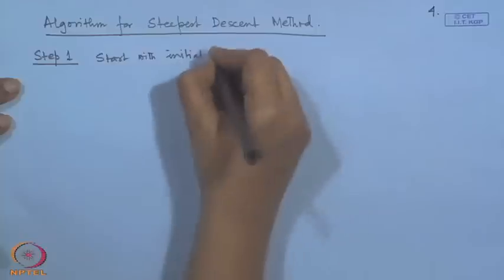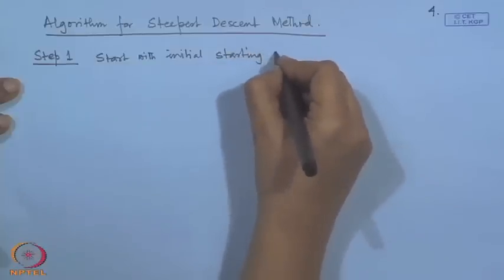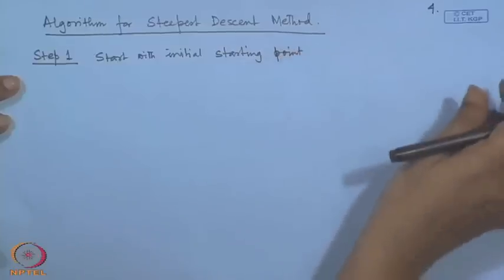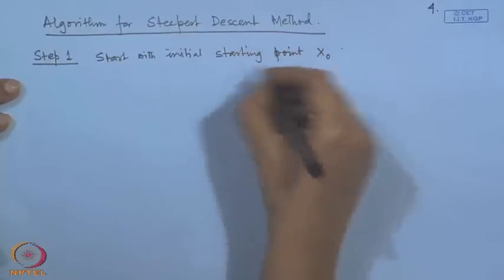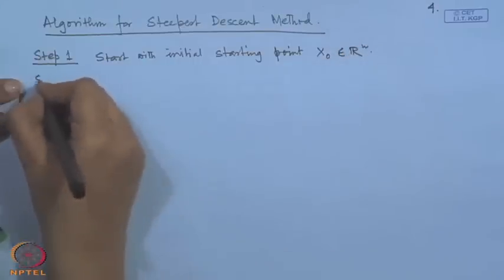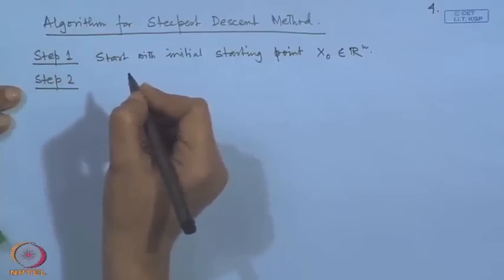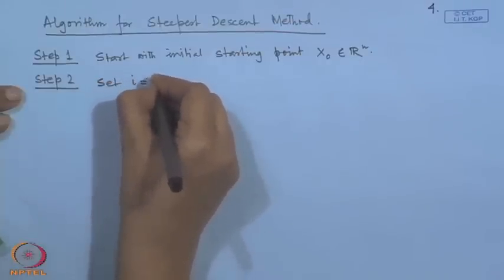Let me write down the first step: start with the initial guess point, and that is more important. If the starting point is far from the optimal point, then the number of iterations would be more. That is why starting point selection is very important for the iterative process, as we know. Start with the initial guess point x naught, certainly this is in R^n. Then we will move to the next step, we will find the gradient of the function at point x naught, and we will consider s naught as the negative of the gradient direction. Let me start the iteration with i equal to 1.